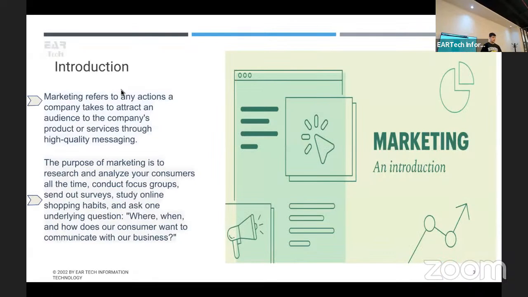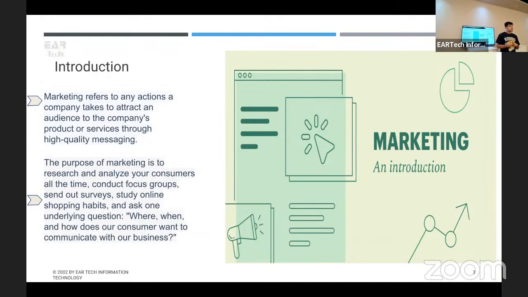So what is marketing? For everybody here. Marketing refers to any action a company takes to attract an audience to a company's product or service through high-quality messaging. So anything like promoting the product, interacting with your customers, knowing what they want and providing that service for them, that's marketing. The purpose of marketing is to research and analyze the consumers at all times, conduct focus groups, send out surveys, and study online shopping habits. And ask one underlying question: where, when, and how does your customer want to be communicated with?